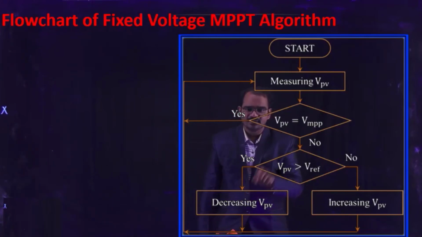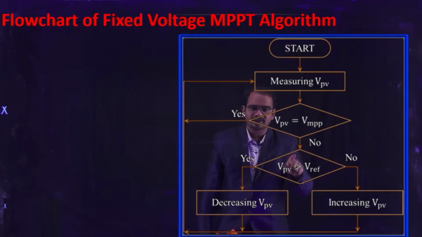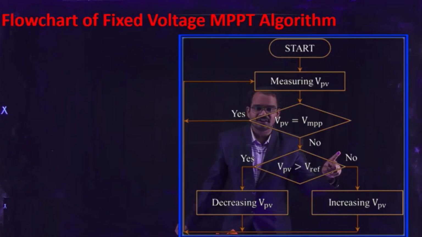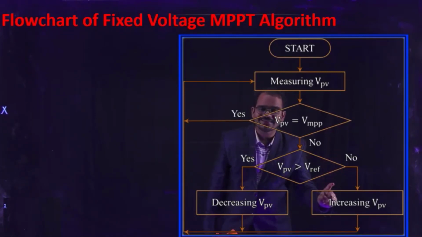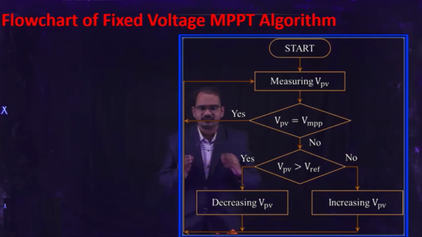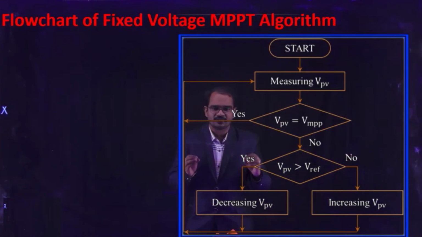And similarly, if the array operating voltage is less than V reference, then we again need to adjust by generating a proper duty cycle, and the duty cycle has to increase the array operating voltage to the reference voltage in order to deliver the maximum power to the load. It is how the fixed voltage algorithm works.